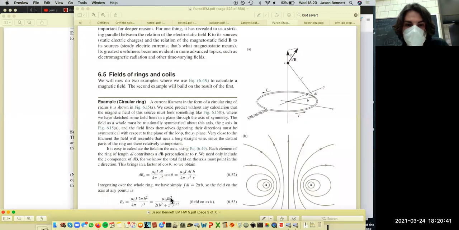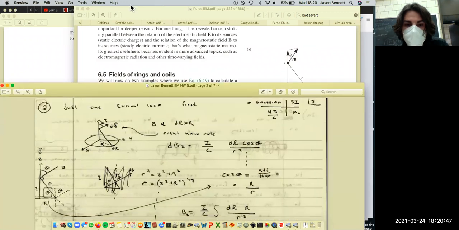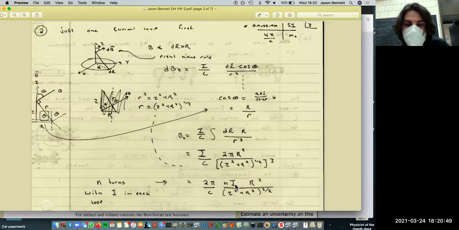Where notice that in our case, we're looking at multiple coils. So instead of just I, I replaced I with NI, because for each current going around the loop, you have multiple coils that are contributing that same current. So I replace I with NI.